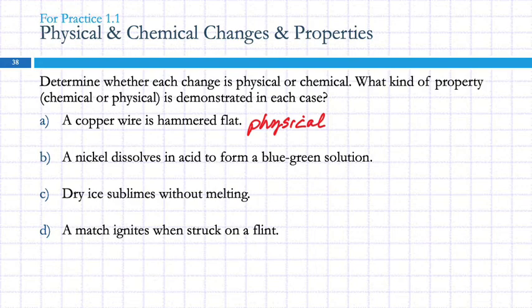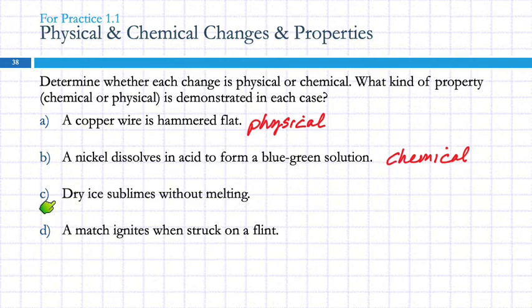That's a chemical change. The word dissolve there might make you think, well, sugar dissolving was a physical change, right? But it's forming something different here. The color's changing, right? And that's one of the things that we sometimes observe during a chemical change. So this nickel dissolving in acid, it's reacting with the acid and forming something new. So that's a chemical change, and that description is a chemical property of nickel.